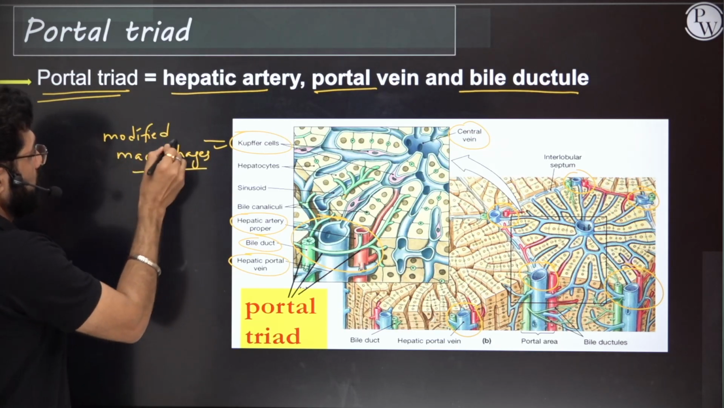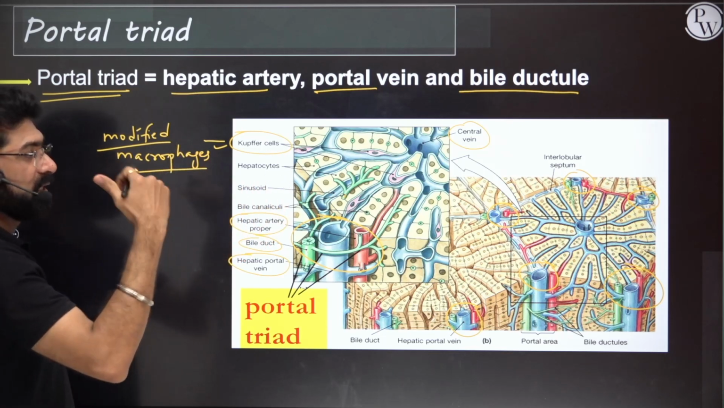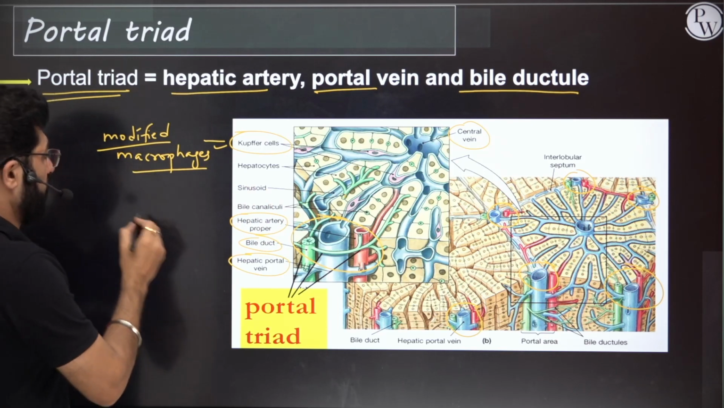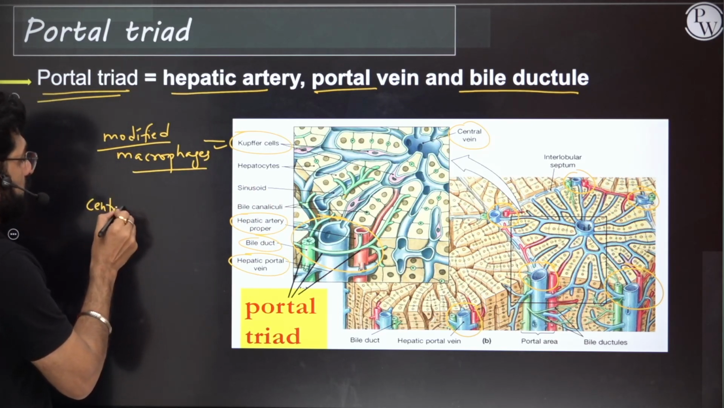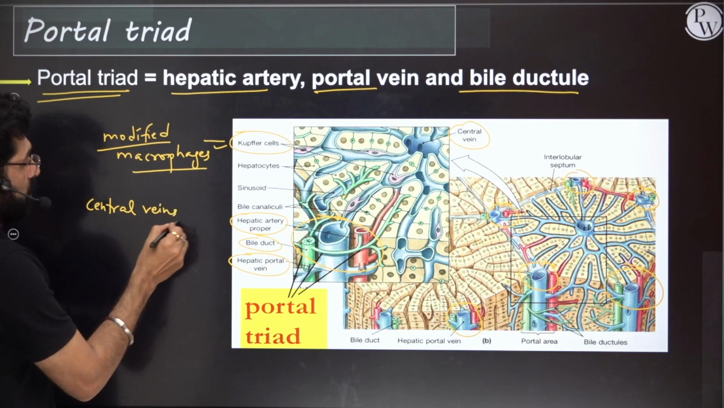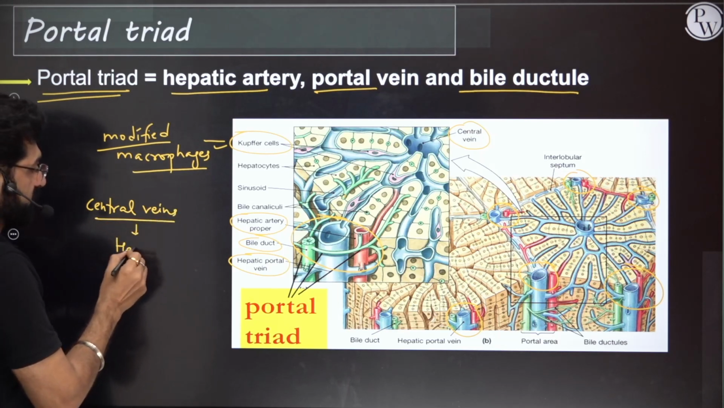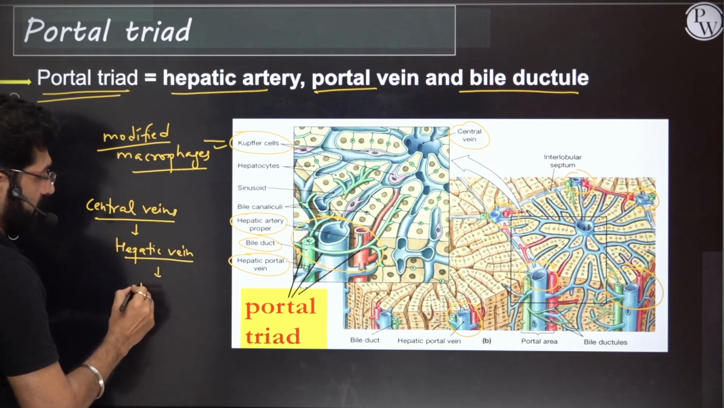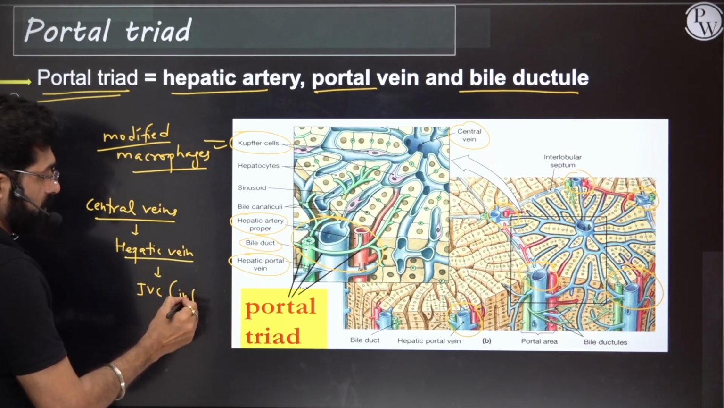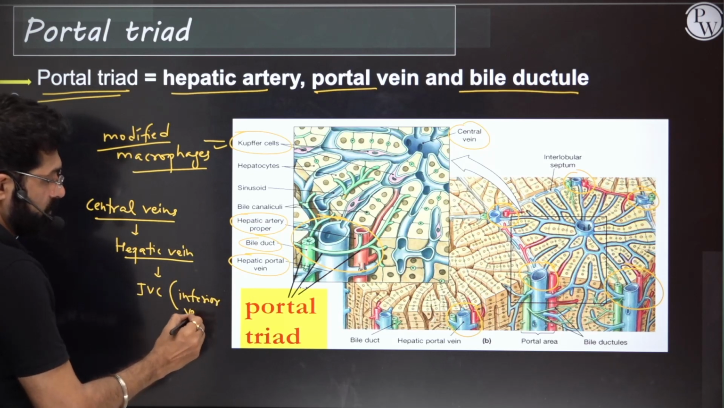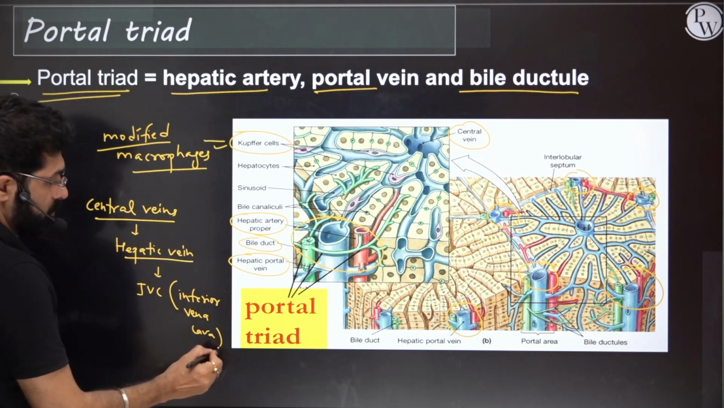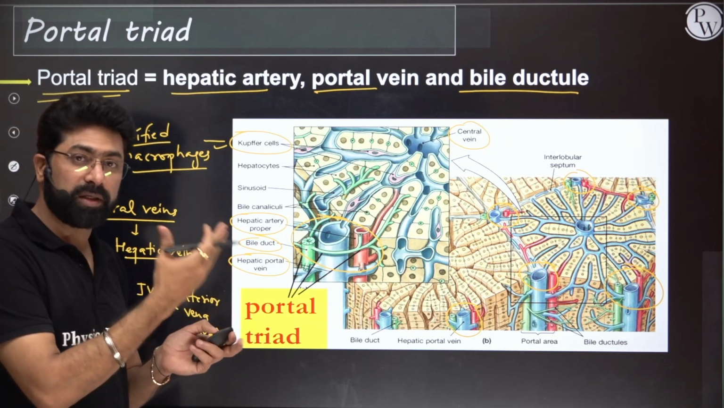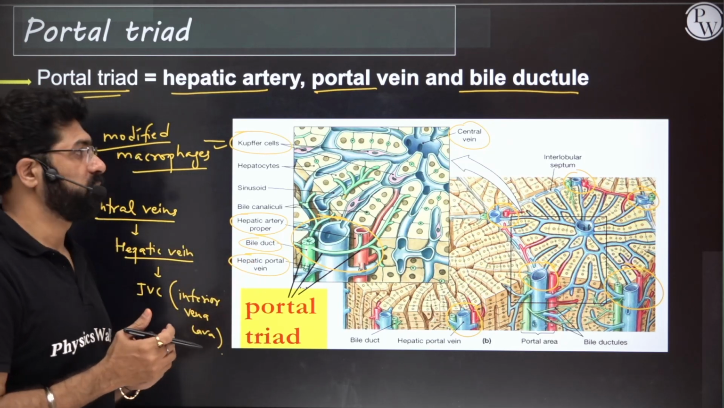And all those central veins will lead to the hepatic vein, and that will lead to the inferior vena cava. So all central veins are going to dump into the hepatic veins, and the hepatic vein is going to take it to what? Inferior vena cava, IVC. And bile ducts are going to take bile into the Herring's canal, and the Herring's canal to the interlobular bile duct.